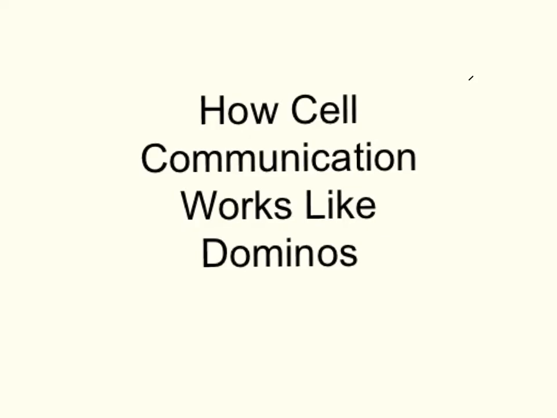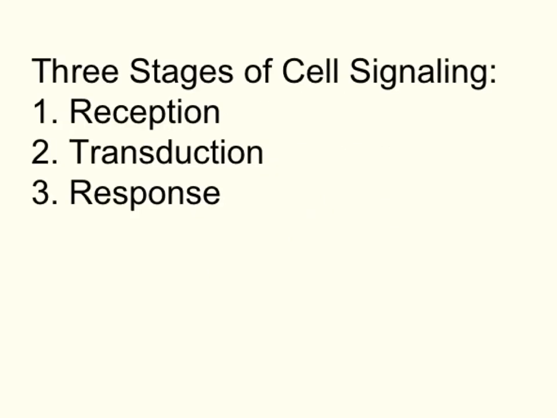How cell communication works like dominoes. First I'm going to go over how cell communication works, and then after I'll explain how it works like dominoes. There are 3 stages when it comes to cell signaling. The first step is reception, then there's transduction, then there's response.